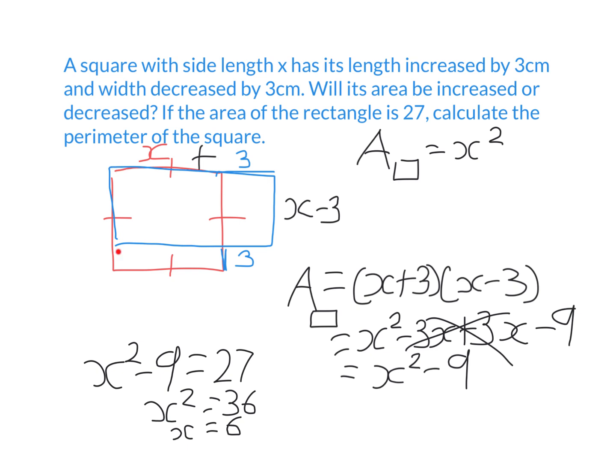So the original square was 6 by 6. We changed the square, so it was now 9 by 3. 9 times 3 is 27. So the original side length of the square was 6, so the perimeter is just 4 times 6, which will be 24 centimeters.